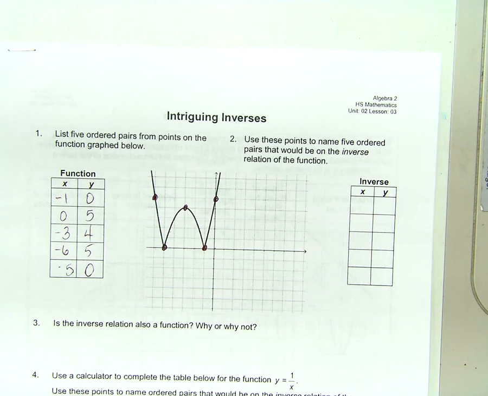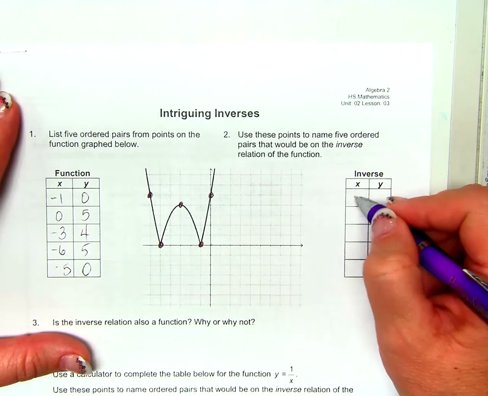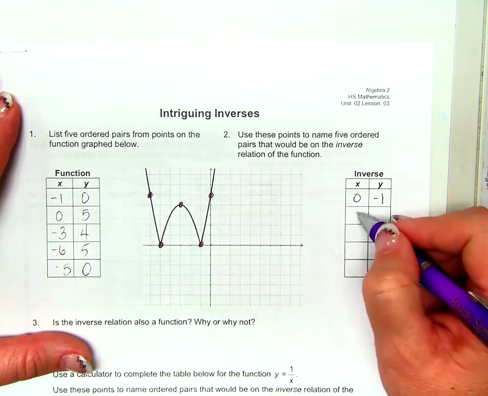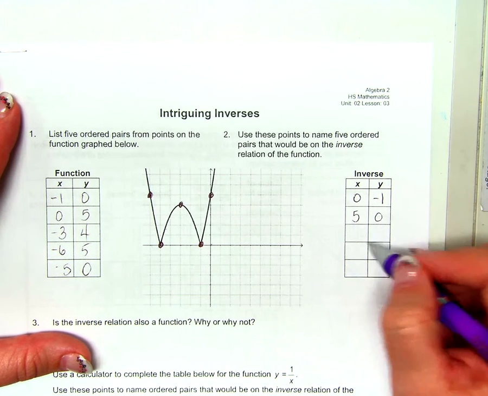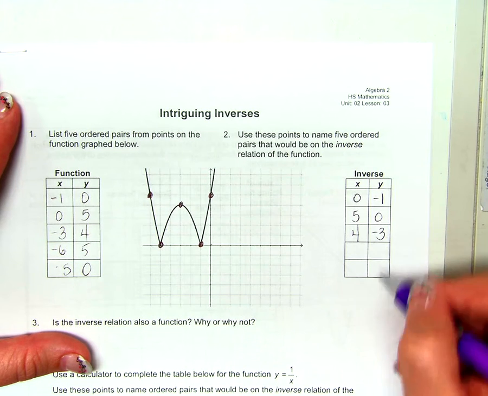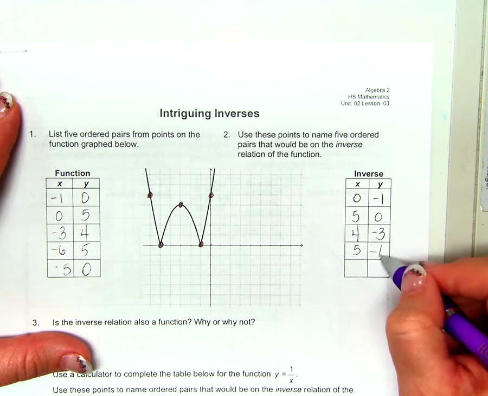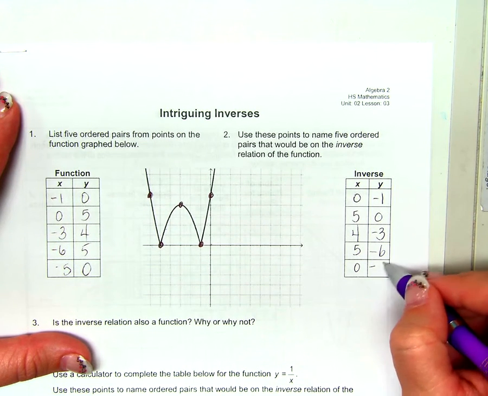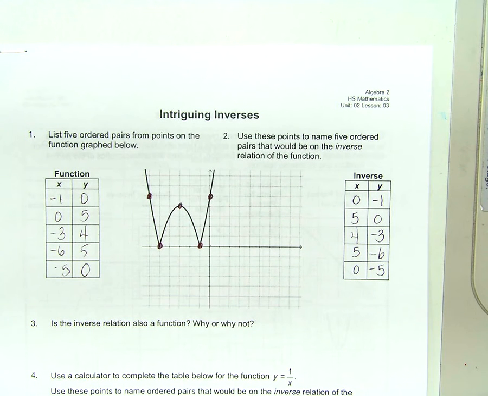How do we do that? Switch the x and the y. So 0, negative 1; 5, 0; 4, negative 3; 5, negative 6; and 0, negative 5. So with a different color, I'm going to graph those. If you need to use a different color, please do. If it doesn't matter to you, okay.